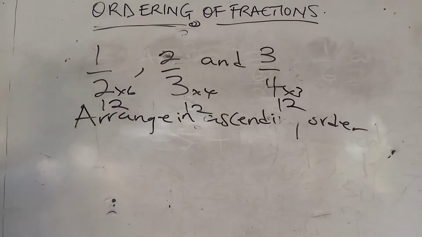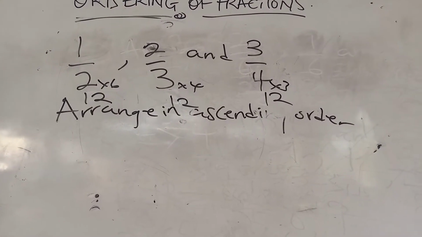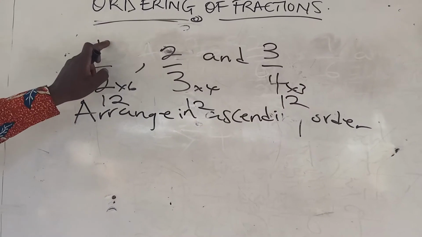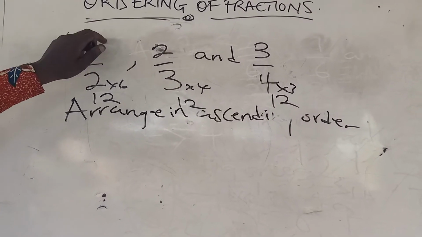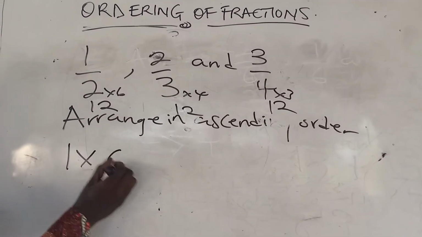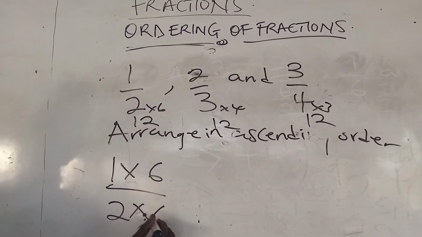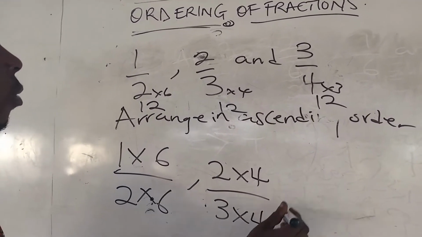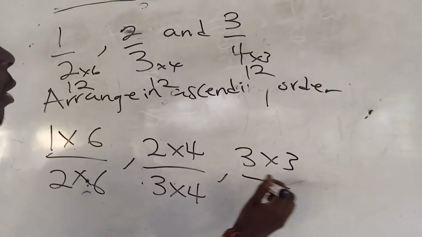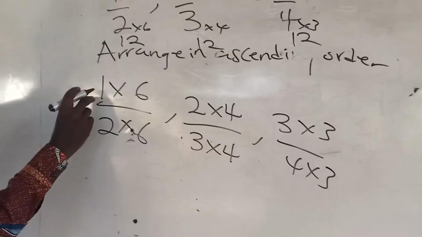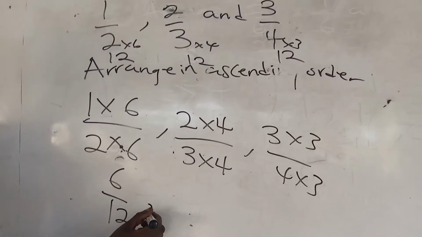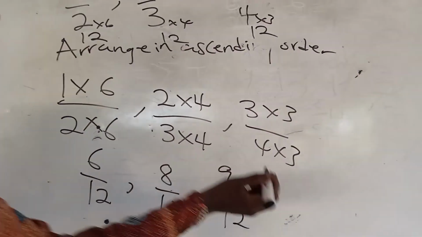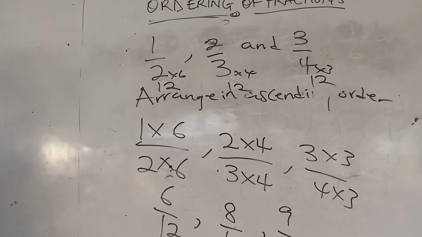And under comparing fractions, I said once you have multiplied the denominator by a number, you multiply the numerator too by the same number. So this one becomes 1 times 6 over 2 times 6, 2 times 4 over 3 times 4, 3 times 3, and 4 times 3. So we have 6 over 12, 8 over 12, and 9 over 12. Now we have same denominators.